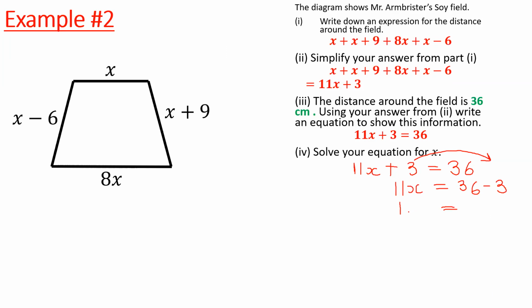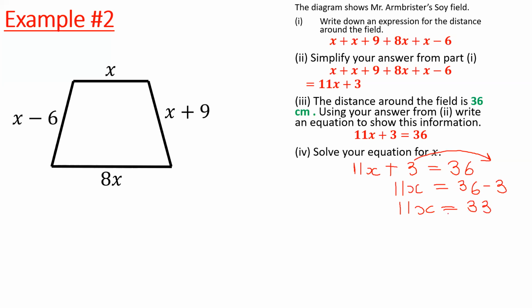What do we do at this point? We divide. Divide or subtract? No, subtract. Sorry for that. Subtract first. What do we subtract? 36 minus 3. What is 36 minus 3? 33. It's going to be 33. Very good. 33.